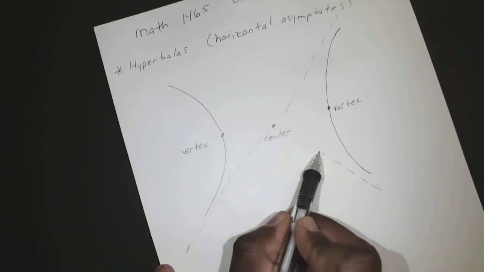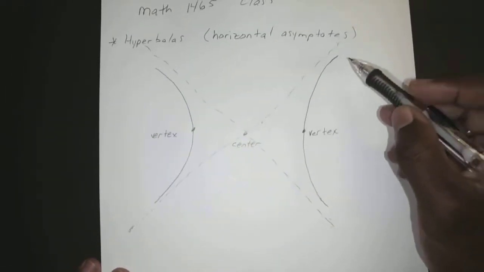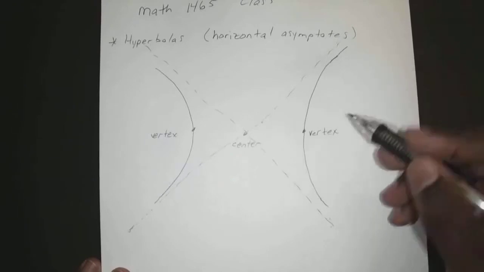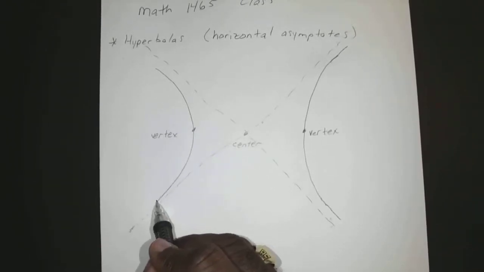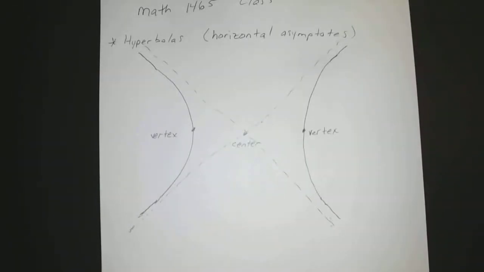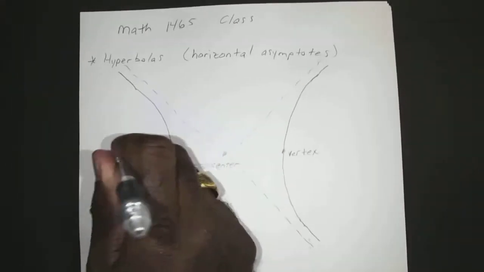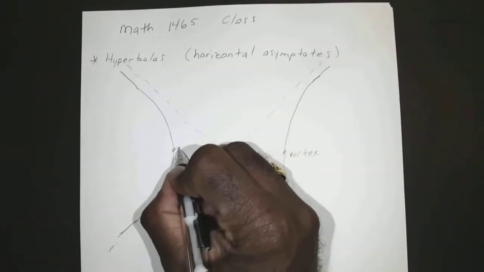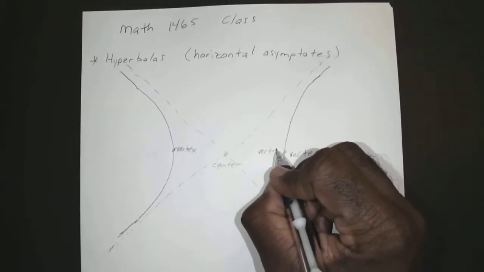So let me draw the next one. Okay, so this asymptote will go on and on in that direction, and in that direction, but it won't cross those asymptotes. Okay, and let me move this down a little bit. Make that vertex here and move that vertex over here.